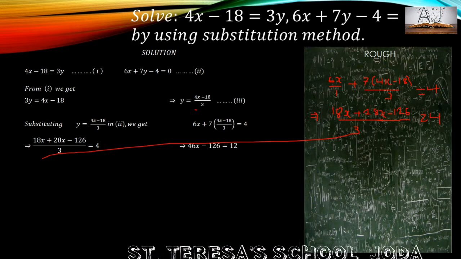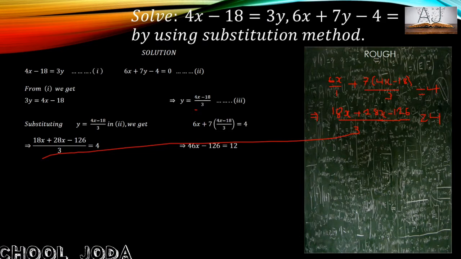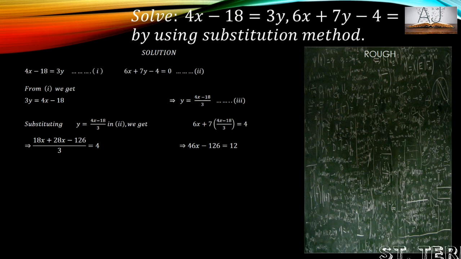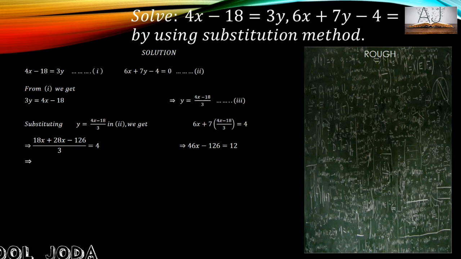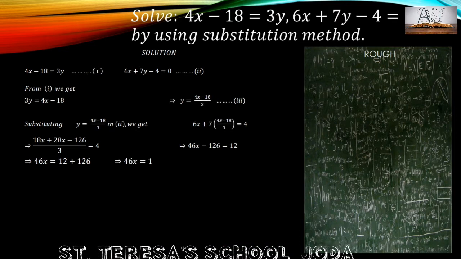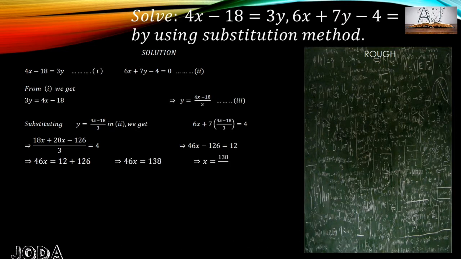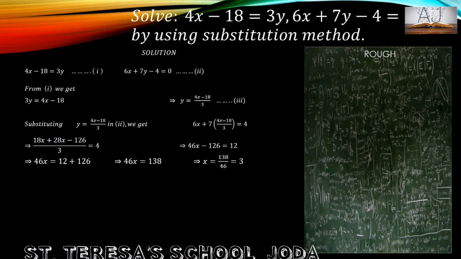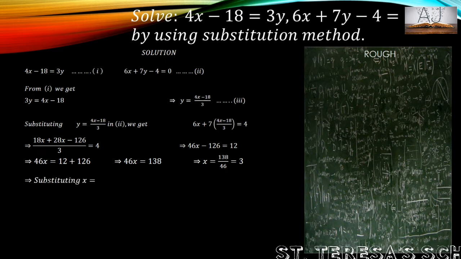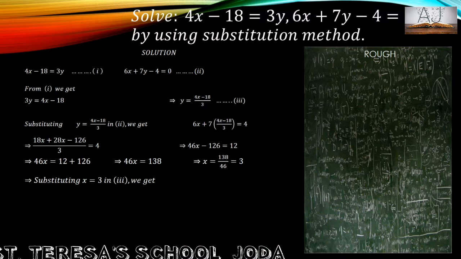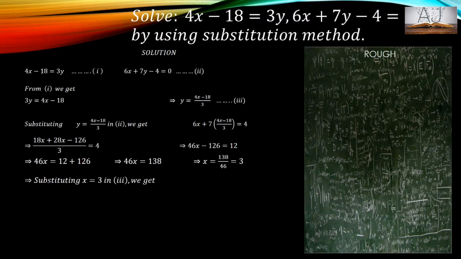Let me first rub it out. It has become a mess, so delete it. So what do we get? We have got 18x plus 28x, not 18, 46x, minus 126 equal to 12. So 46x is equal to 12 plus 126, or 46x equal to 138. So divide 46 to the other side. x equal to, we have got 3.